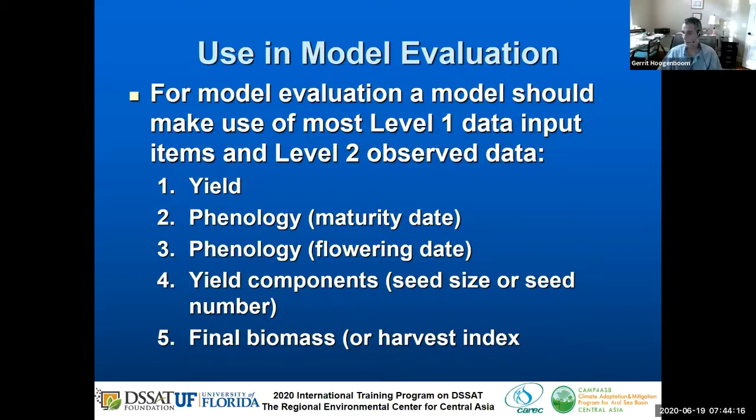And then finally, final biomass, the total amount of biomass above ground, or the harvest index, which is the ratio between yield and total above ground biomass.